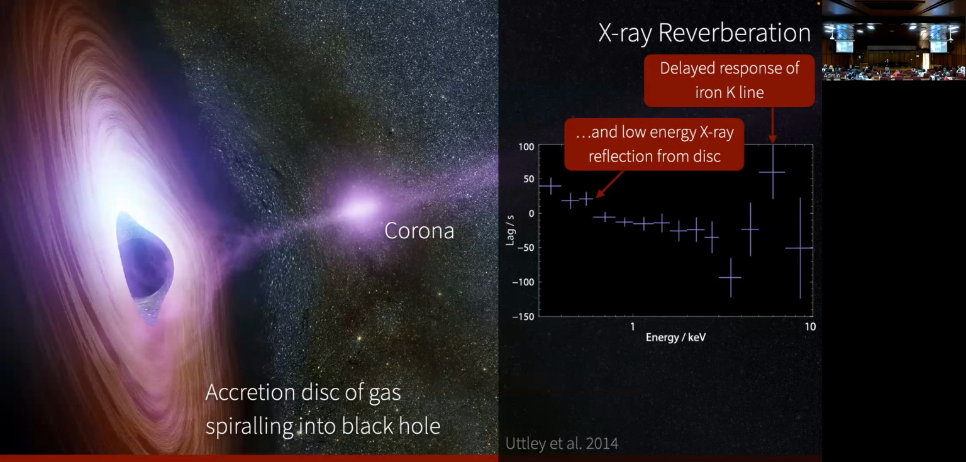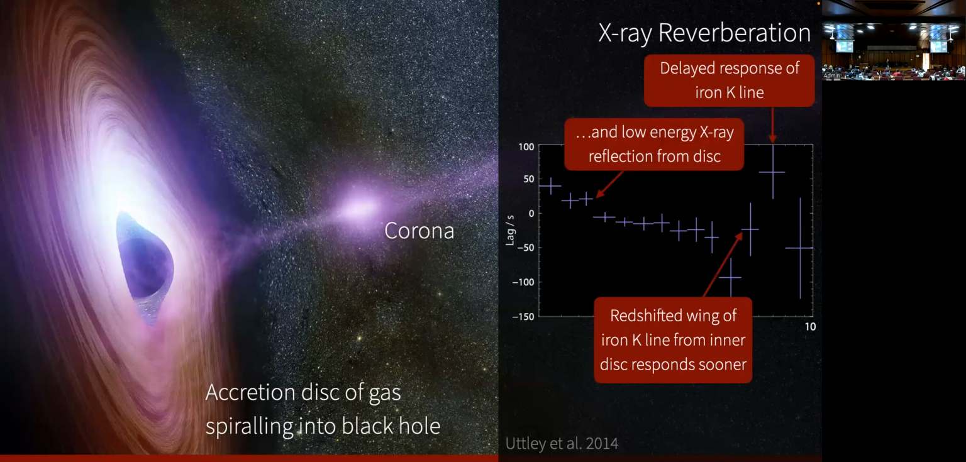And remember, we had a broad iron K line. We had that long red-shifted wing of the red-shifted emission from the inner disk. Because that inner disk is closer to the corona than the outer disk, we can also look here, and we can see that the red-shifted wing of the line, because it's closer to the corona, responds at an earlier time than the core of the iron K line that's coming from much larger radius in the disk.